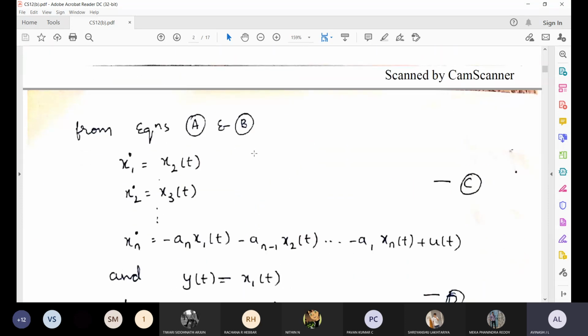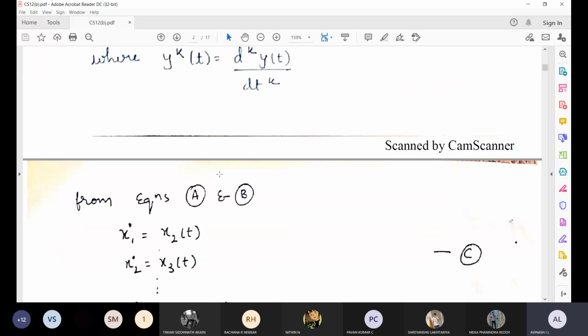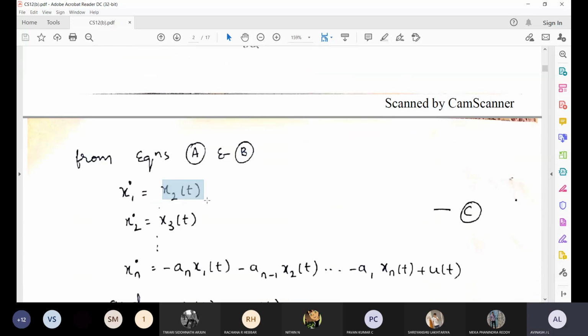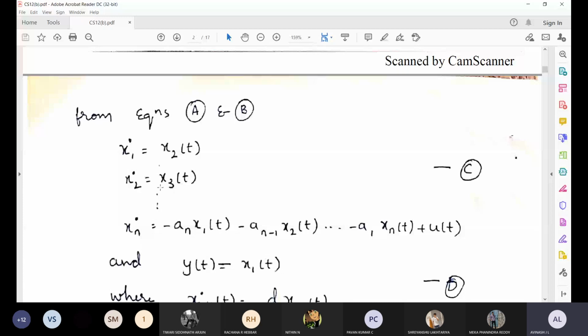Now we are replacing using equations A and B. I can say x2 of t is equal to x1 dash, and x3 of t will be equal to x2 dash. What is the meaning of x1, x2 and x3? x2 of t is y dash of t. If you differentiate y of t, which is x1 of t, it will become x2 of t. So x2 of t is equal to x1 dash of t, or simply x1 dash. Similarly, x3 will be equal to x2 dash. Clear? That is what is written here. Similarly, x2 dash will be equal to what?